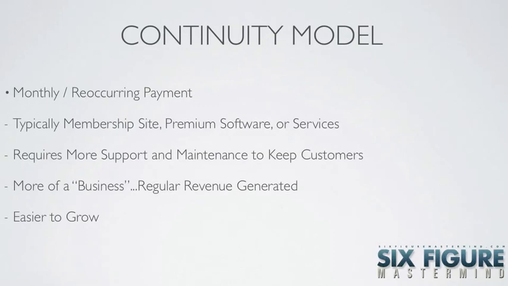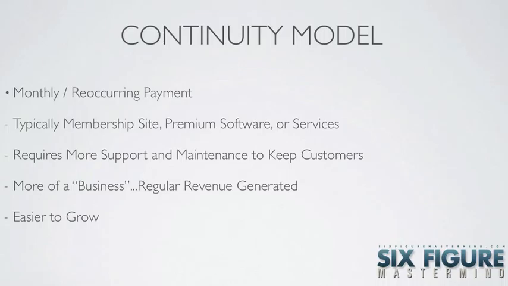The continuity model is a monthly or reoccurring payment, typically a membership site or premium software or services. The six-figure Mastermind is a continuity program. It's a monthly membership. This usually requires much more support and maintenance to keep customers, because they're paying on an ongoing basis. So you need to be able to provide additional value as you move forward.